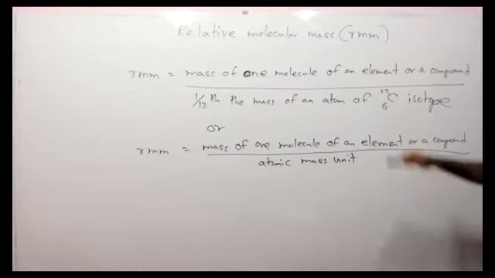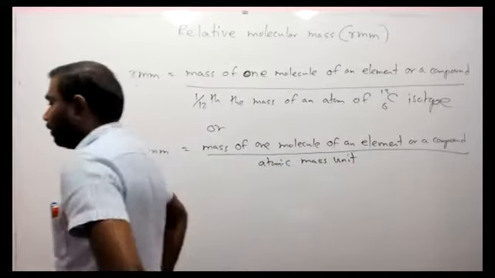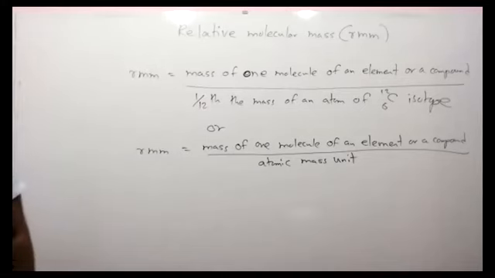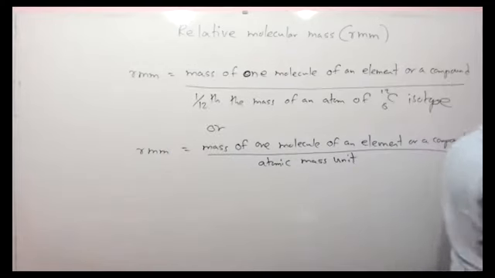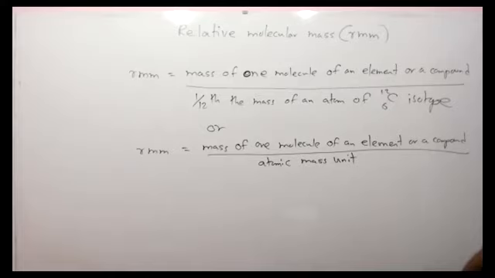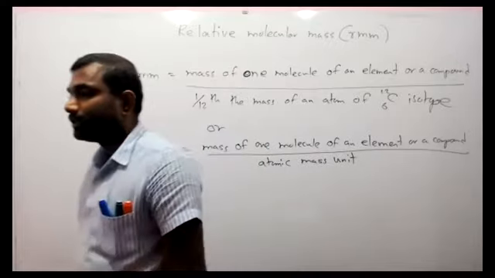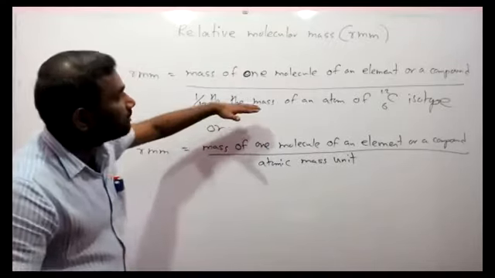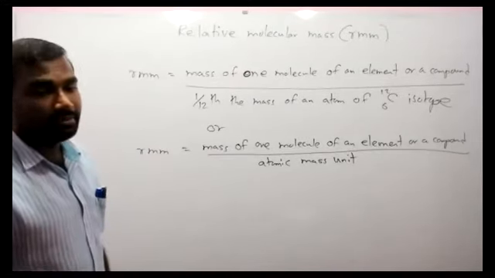The ratio between the mass of one molecule of an element or compound and 1/12 the mass of an atom of carbon-12 isotope is defined as relative molecular mass. Okay, children, write down these two equations. Again, I am repeating: the ratio between the mass of one molecule of an element or a compound and 1/12 the mass of an atom of carbon-12 isotope is defined as relative molecular mass.